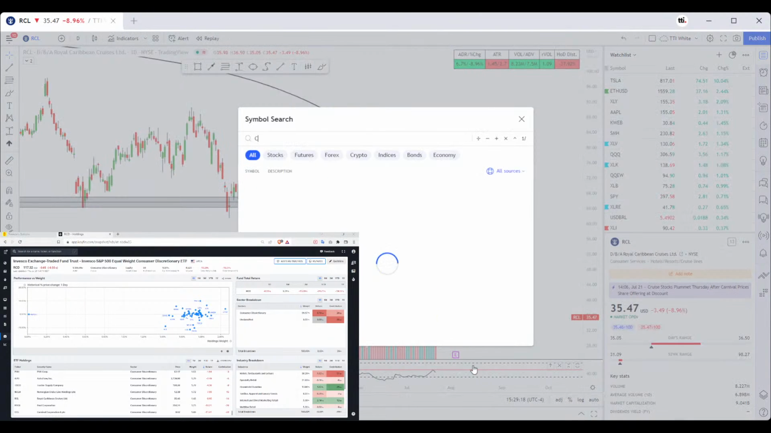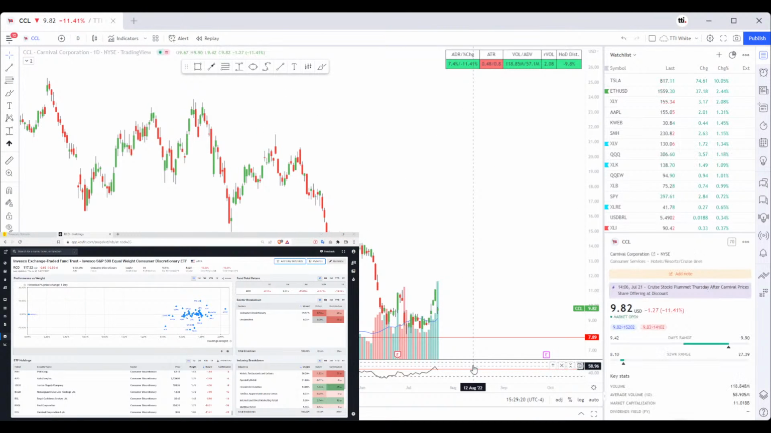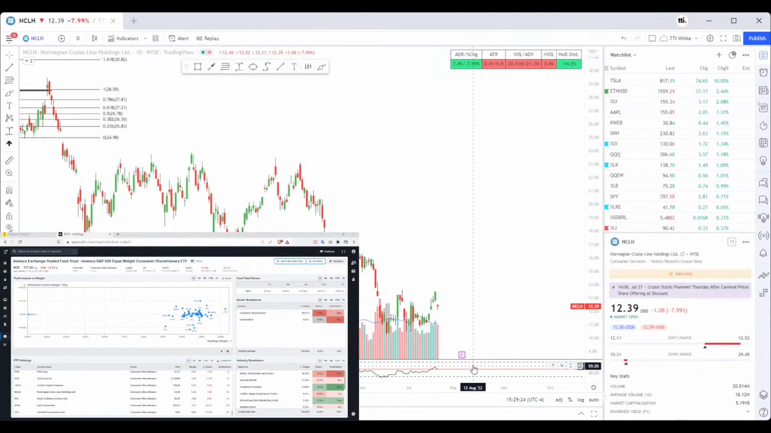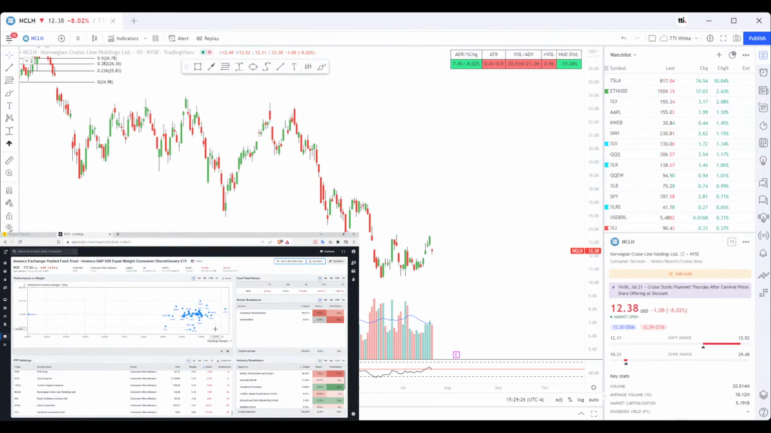RCL is down. Carnival is down. No earnings. Norwegian, no earnings. Yeah, for whatever reason, man, the market doesn't like cruises. They're all down.